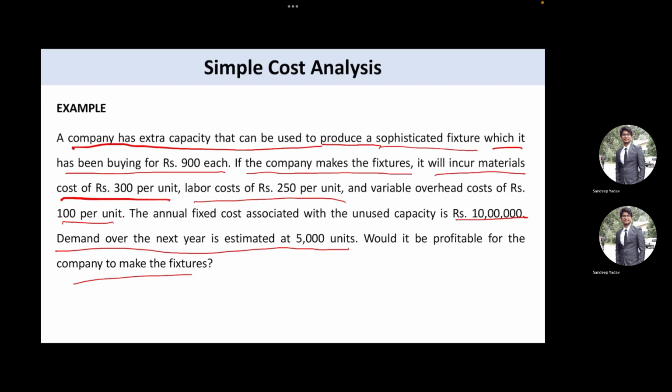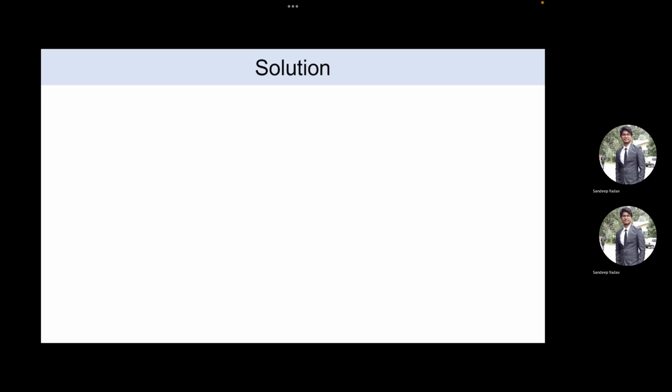Now we have seen what the given things are. Now we will calculate and make a decision. Is it advisable to make the product, or should we just continue buying it? Now let's start the solution. Here we will assume that the unused capacity has an alternative use.